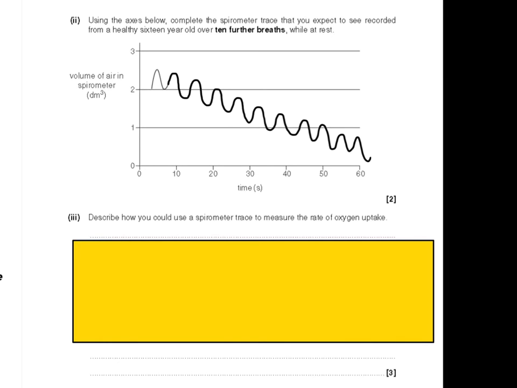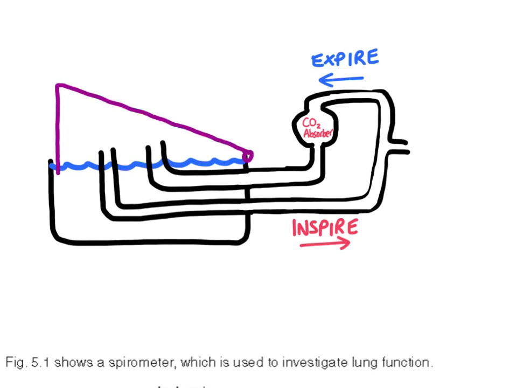So this is a bit like the locus question I showed you, and again, this is the hardest question in the paper. Describe how you could use a spirometer trace to measure the rate of oxygen uptake. Well, before we do that, remember how this system works. So we breathe in, we take the air from here, and then we breathe out, but the carbon dioxide is being absorbed. Now remember, in other words, this is air minus the carbon dioxide we breathed out.